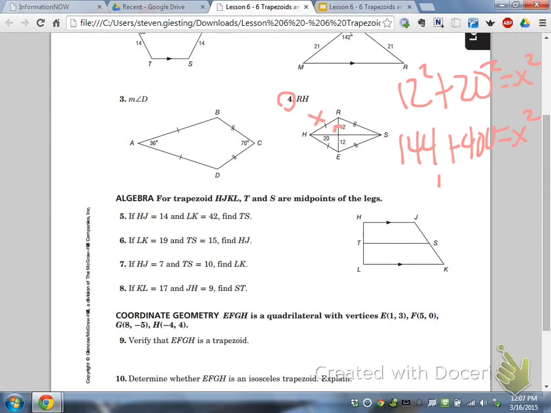Wait, I'm confused. Okay, where are you confused? Where did you start? Can you agree that number 4 is a kite? And one of the theorems we found about a kite is that the diagonals of a kite are perpendicular. So thus we have a right triangle. Oh, you're talking about 20 and 12? Yes. 20 and 12 are the legs of the triangle, and RH is the hypotenuse of that right triangle, so we can use the Pythagorean theorem.